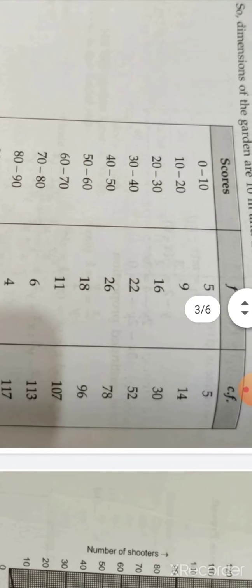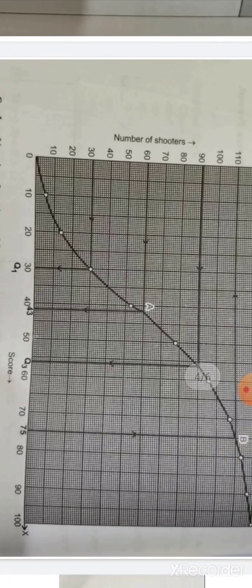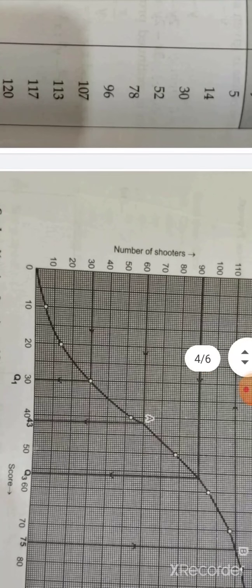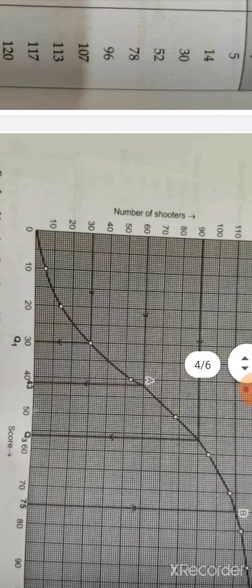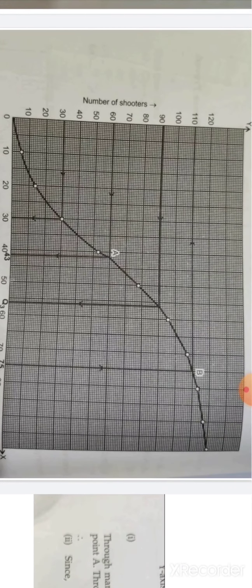Now how do we plot the points to make our ogive? That is the upper limit and the cumulative frequency. Likewise we have to plot the points. Our first upper limit is 10 and the cumulative frequency is 5. So the first point is 10, 5 marked here, you can see in this ogive. Second is 20, 14, sorry. Then third is 30, 30. Then 40, 52. Likewise this ogive is formed, you can see.